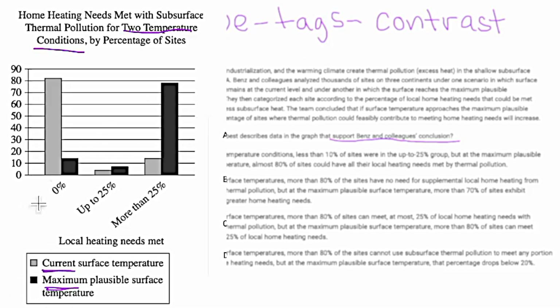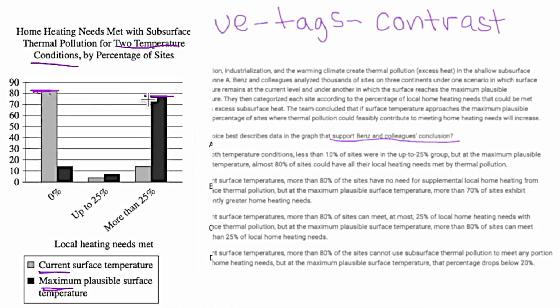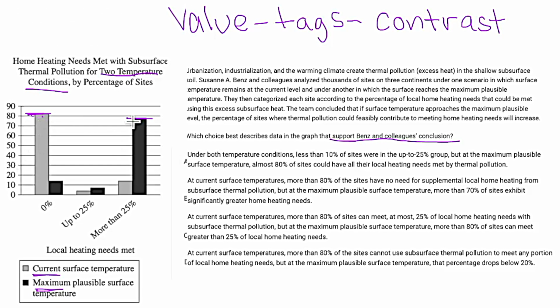I also am seeing a contrast in our local heating needs met. So we have 0%, up to 25%, and more than 25%. And I'm seeing that at 0%, our current surface temperature is at 80%, and at more than 25%, our maximum goes up to about that same value. And on our y-axis, it's saying percent of all sites analyzed. So these y values here are all percentages. So I'm sure we're going to see some sort of relationship between these 2 bars, but let's take a look.